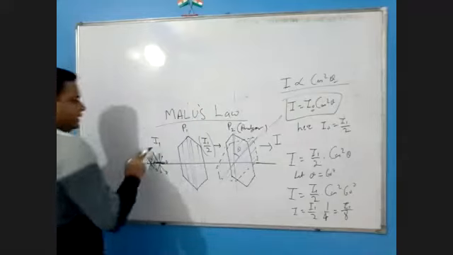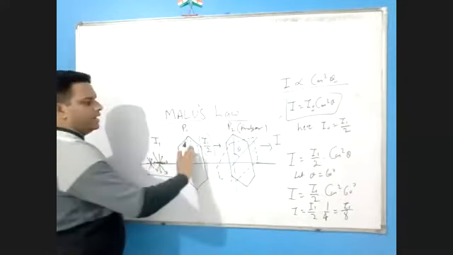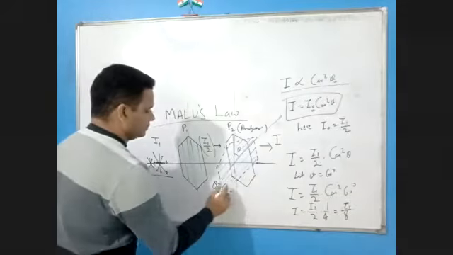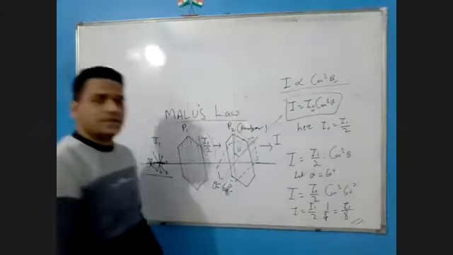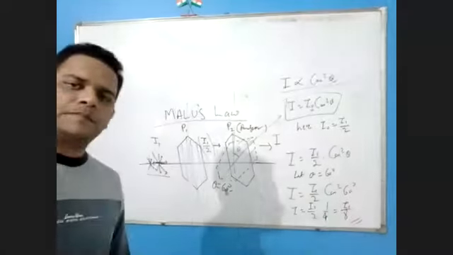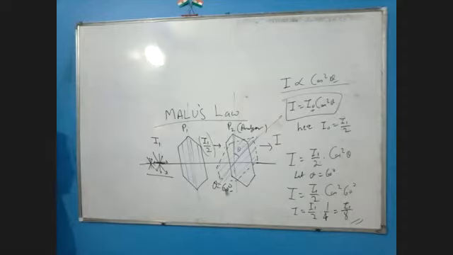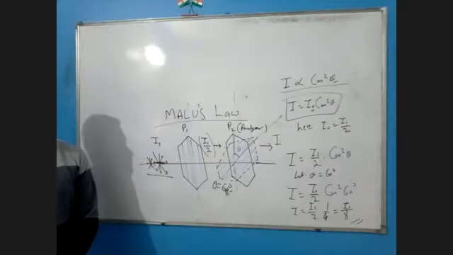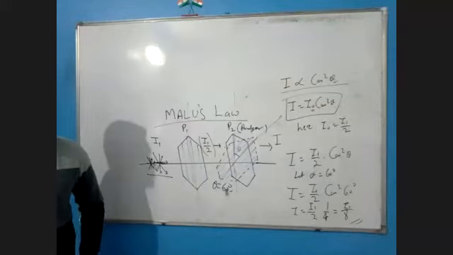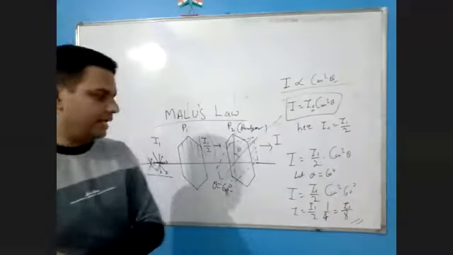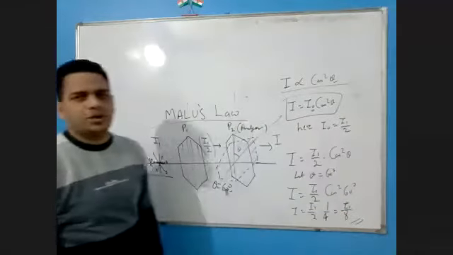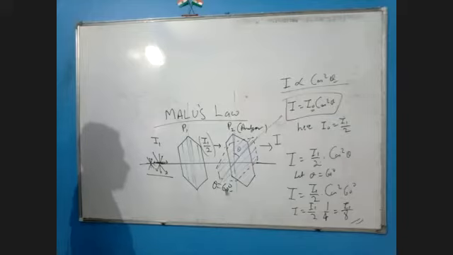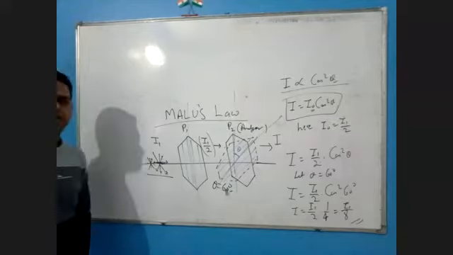Class, if I1 is the intensity of the ordinary light and the polarizer and analyzer are inclined at an angle theta equal to 60 degrees, then the outcome intensity from the analyzer will be 1 upon 8 of the incident intensity. Okay class? You can use the Malus law.